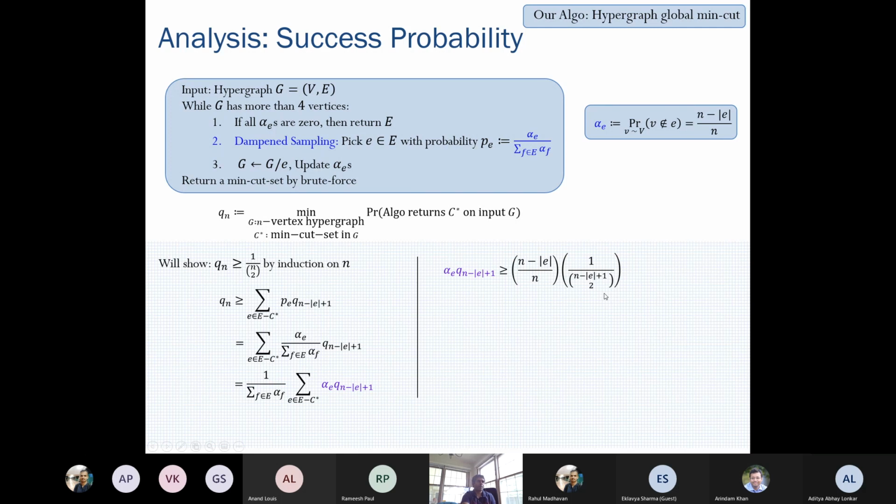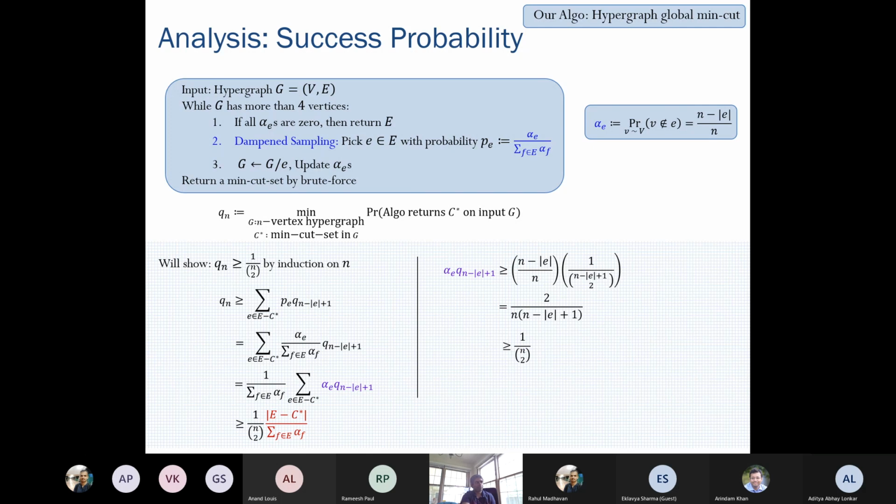Now 1 over n minus size of E plus 1 choose 2, you expand that out and cancel n minus size of E, you get this expression. Size of E is at least 2, so n minus size of E plus 1 is at most n minus 1, so this is at least 1 over n choose 2. Now plug in this lower bound, so each term in the sum on the left side is at least 1 over n choose 2. The number of terms is the number of hyperedges not in C star, divided by the normalizing factor in the denominator.